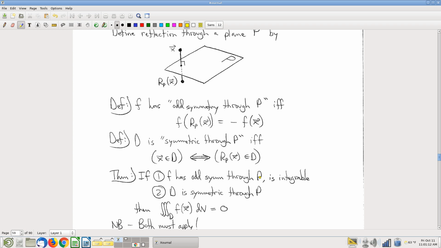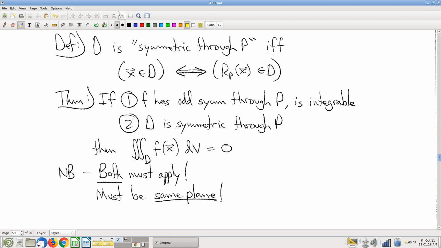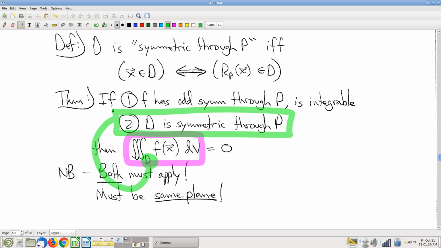Okay, and we get the same eventual theorem. And that is that if you're looking at a triple integral, and if your domain is symmetric through a plane, and if your integrand has odd symmetry through the plane, then your integral is equal to 0. Two things to check, and you get this awesome slam dunk conclusion. Really nice. Okay, how are we doing? Does everybody recognize this? Familiar, right?